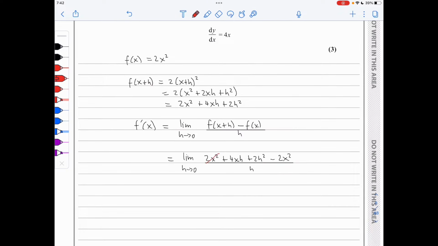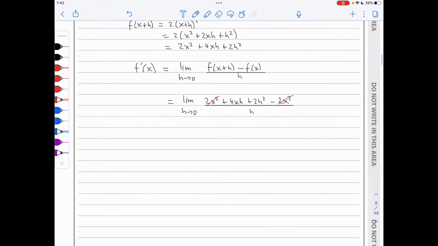Now the 2x squared with the 2x squared cancels out. I see a common factor of h in the numerator, so this is going to be the limit as h tends to 0 of h brackets 4x plus 2h over h. So the h cancels out now, and as h tends to 0, the 2h goes to 0, and I'm left with just 4x.